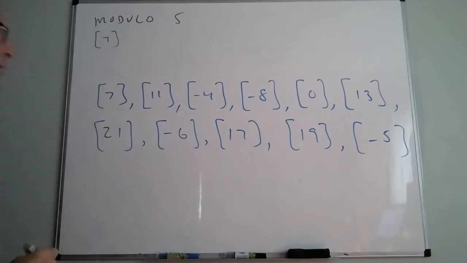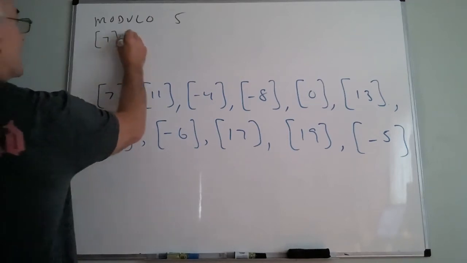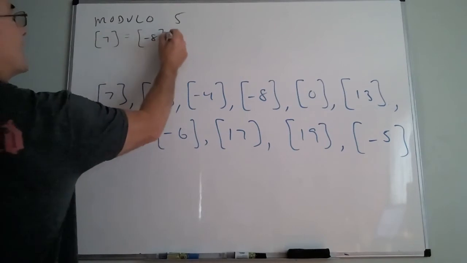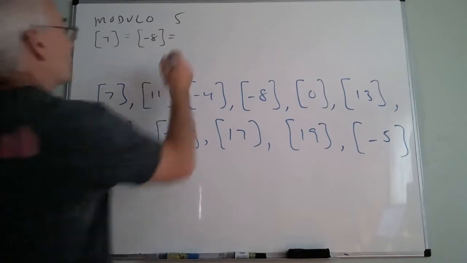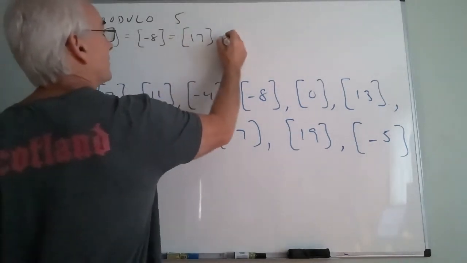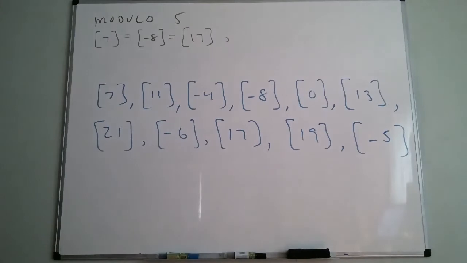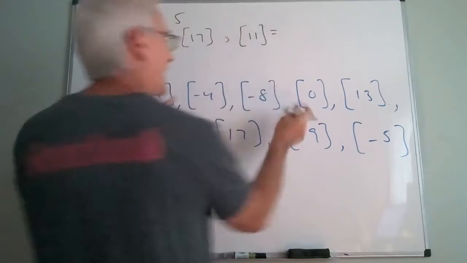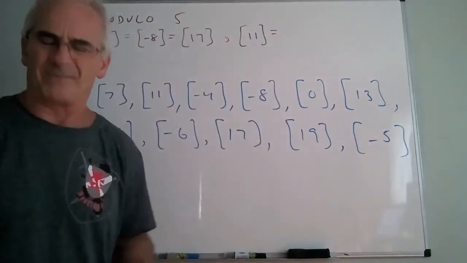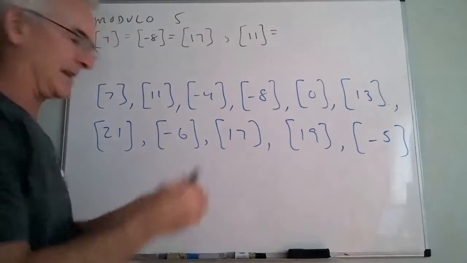Are there any up here that are equivalent to 7? -8. Oh, -8. And 17. Good. Okay, that's one set. Now I'll just move to 11. I'm going to be lazy. I could rearrange these, order them. That's just extra work that doesn't really get me an answer any faster.